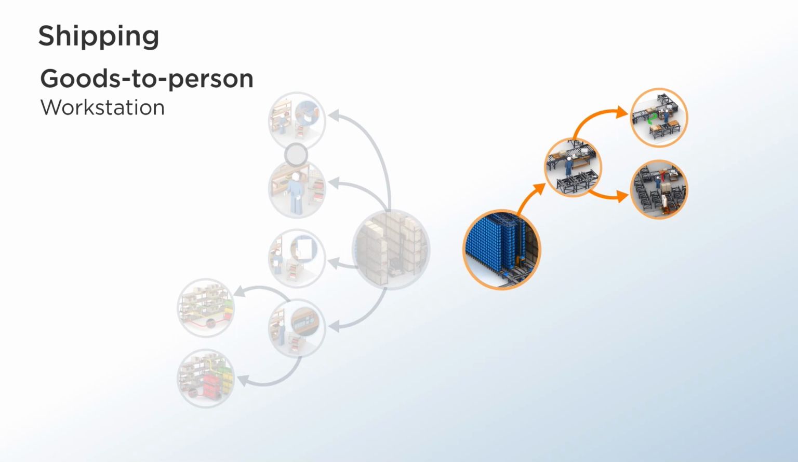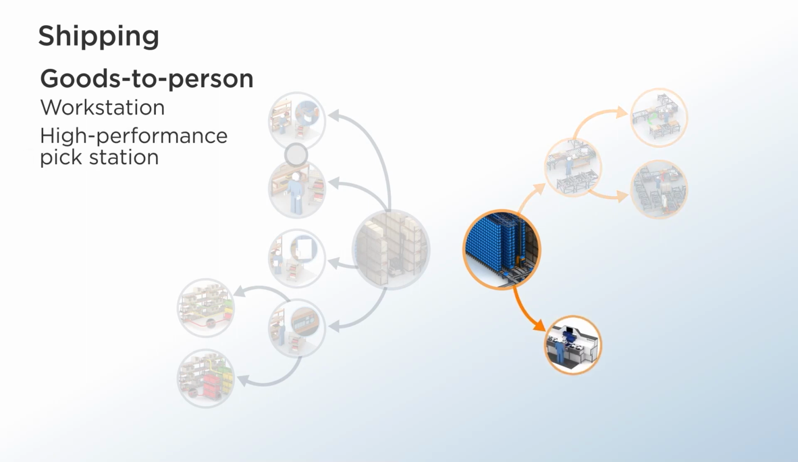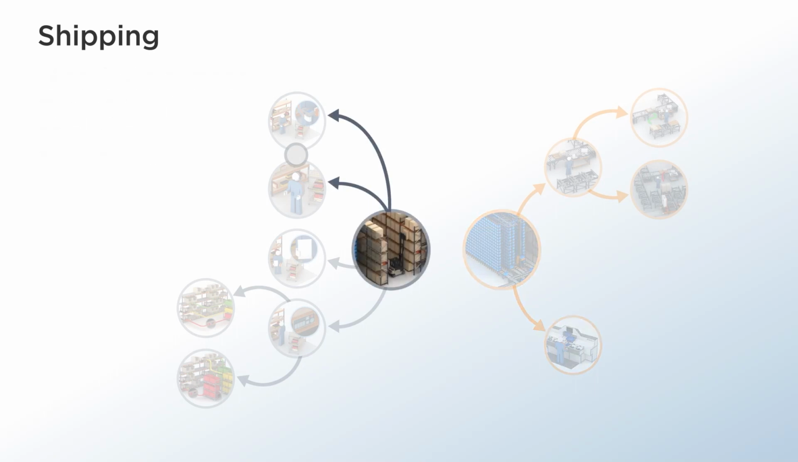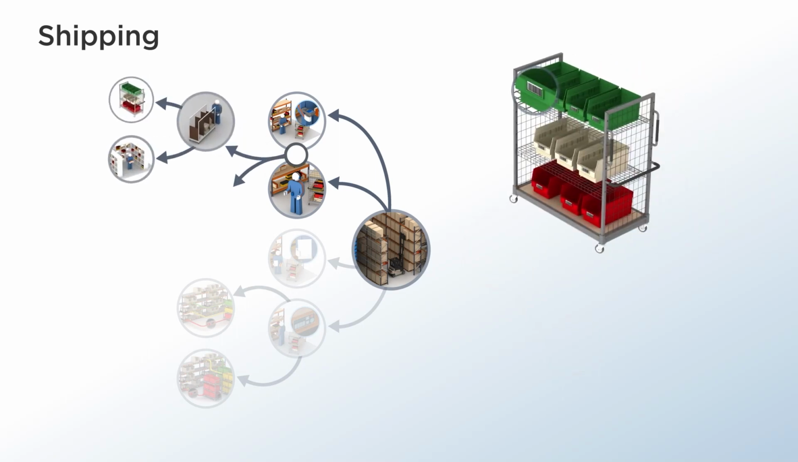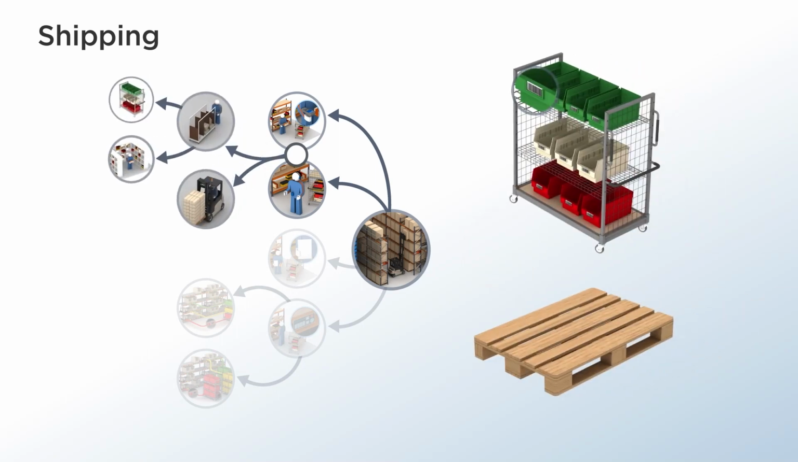This picking method stands out for its high-performance pick station, which, unlike a conventional automatic pick station, is capable of handling up to 1,000 picks per hour. Order preparation with both RF scanners and voice picking equipment can be carried out with carts or LPNs.